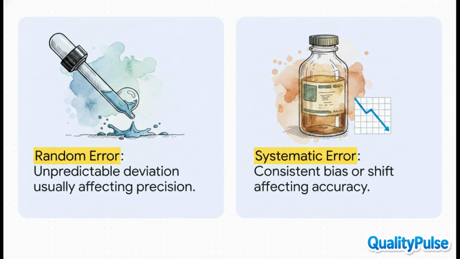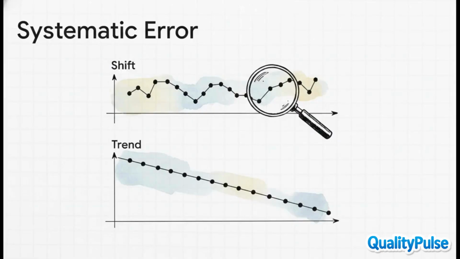Systematic error, on the other hand, is a whole lot more dangerous. This is a consistent bias that directly affects accuracy. It's essentially a giant red flag that there's a fundamental system failure, like a degrading reagent or a calibration that's failing. So when you're examining your chart, you're actively hunting for specific visual cues that warn you you're losing test reliability. For systematic error, you're looking for two big things.